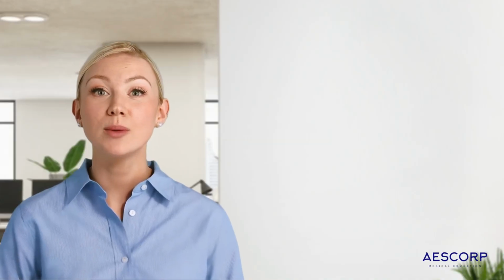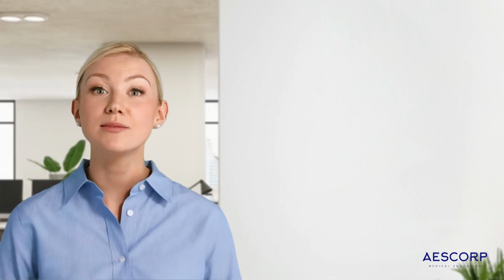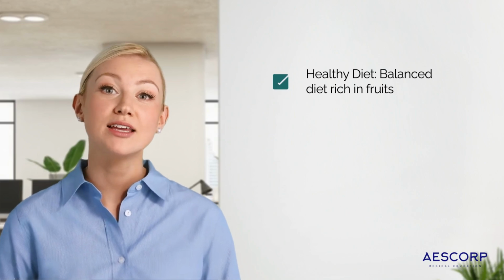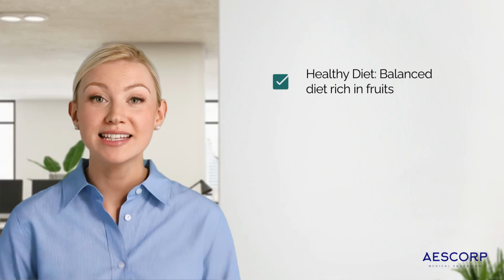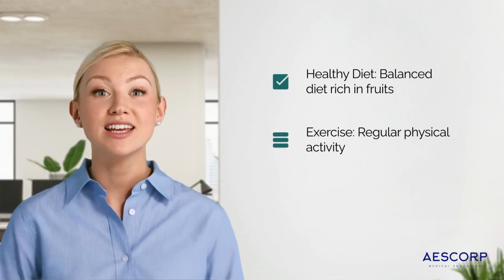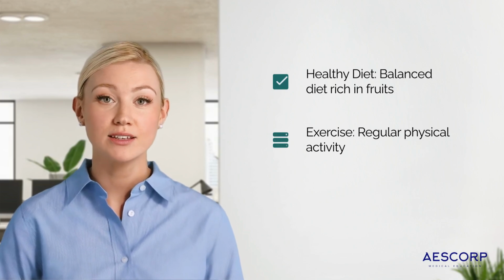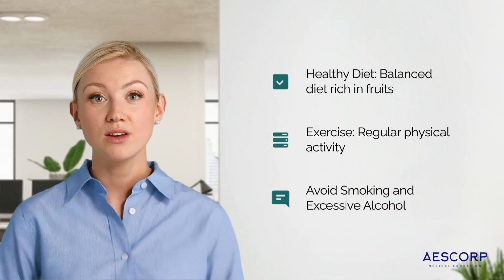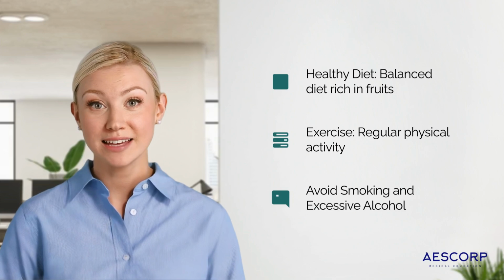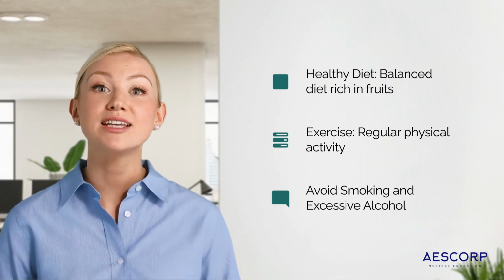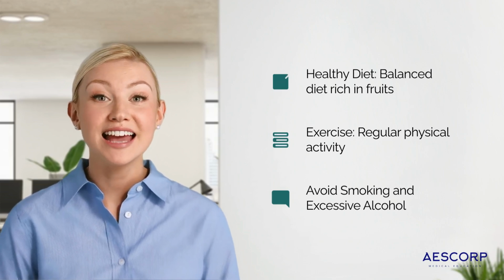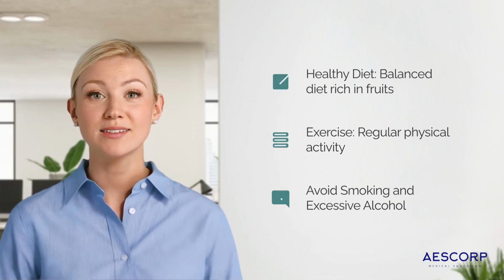While we can't prevent all blood disorders or cancers, there are steps you can take to lower your risk. Healthy diet. Eating a balanced diet rich in fruits, vegetables, and whole grains can help maintain overall health. Exercise. Regular physical activity can reduce the risk of some cancers, like breast and colon cancer. Avoid smoking and excessive alcohol. These are key risk factors for many cancers. Regular screenings, early detection through screenings like mammograms, colonoscopies, and blood tests can catch cancer before it spreads.